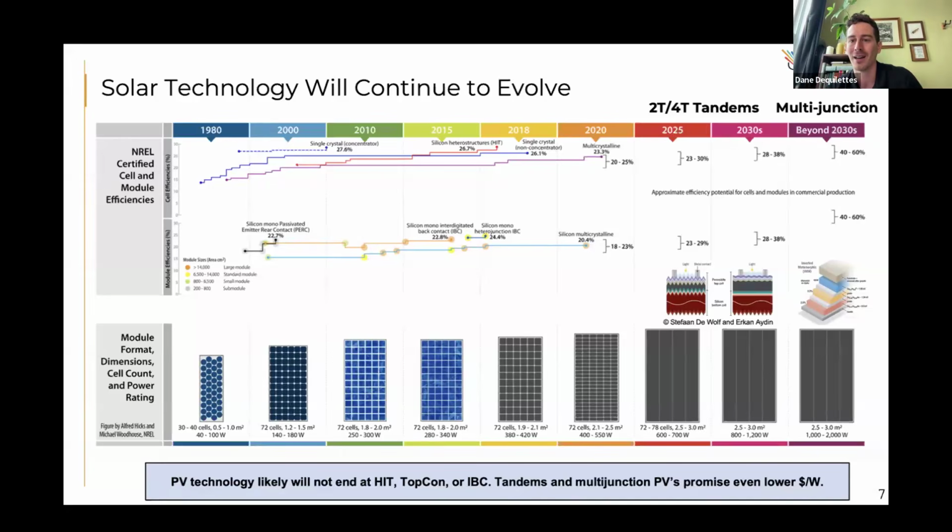So we're moving beyond that to continue reducing costs, to continue getting more solar out there to meet the climate targets that we've projected. And so that's going to look like some type of 2-terminal, 4-terminal tandems, as well as multi-junction cells where we're stacking multiple absorber layers on top of each other to get to efficiencies upwards of 40 to 60%. So this is really an exciting direction, and I think something that all of us are excited to be a part of and contribute to, just to continue reducing the cost of solar.